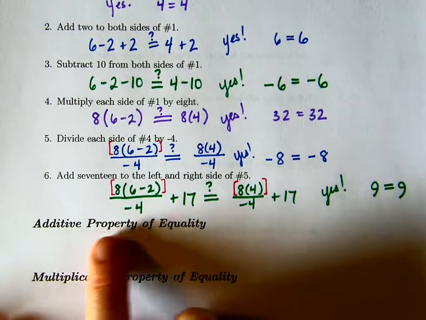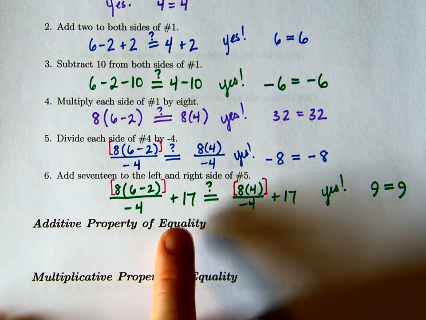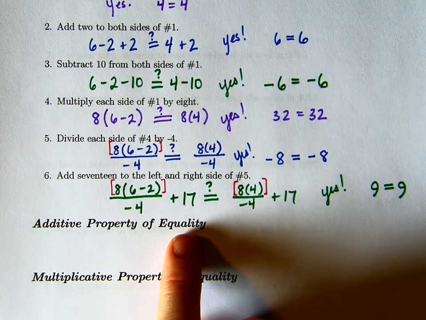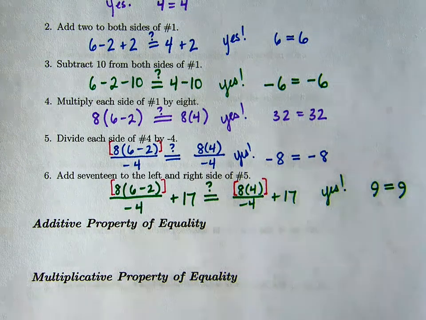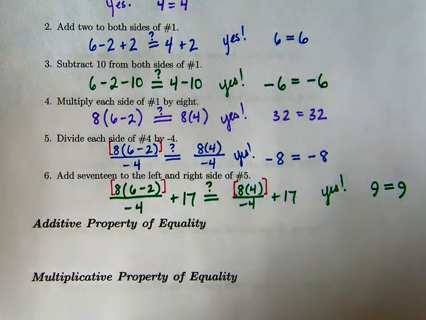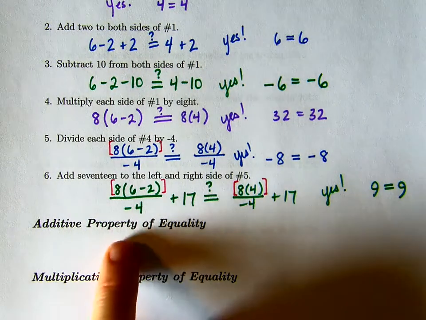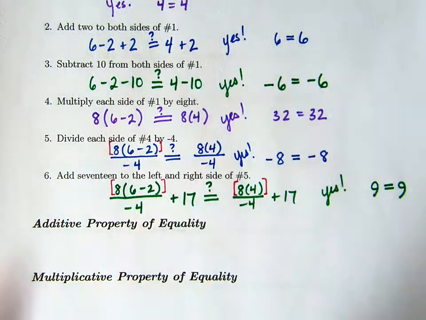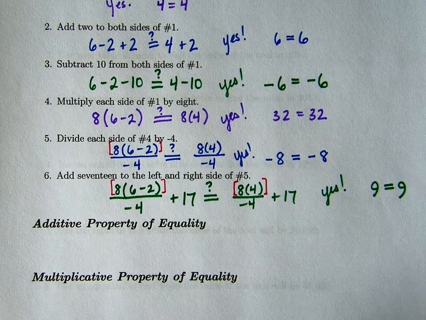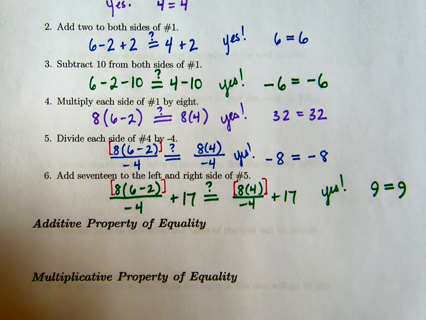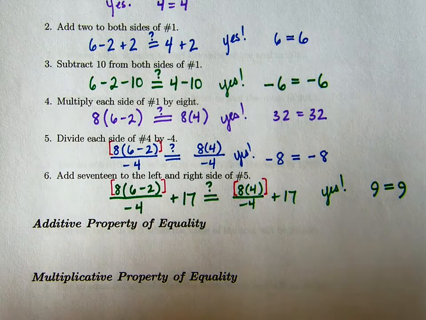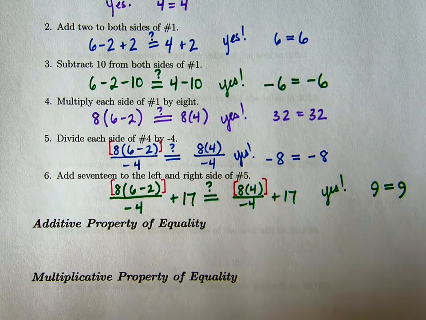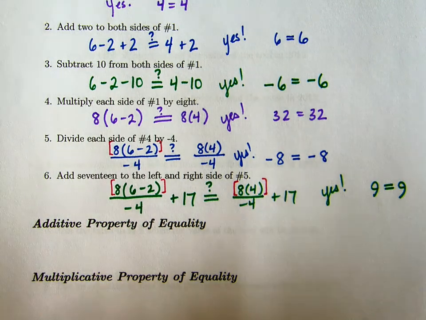So we have these properties of equality. Will they still be equal in value even though we have either scaled them up, scaled them down, added or taken away? And the answer is yes. So the additive property of equality is if you add or subtract the same amount from both sides of a true equation, it will still remain true.